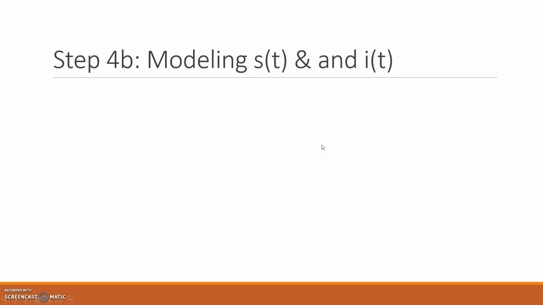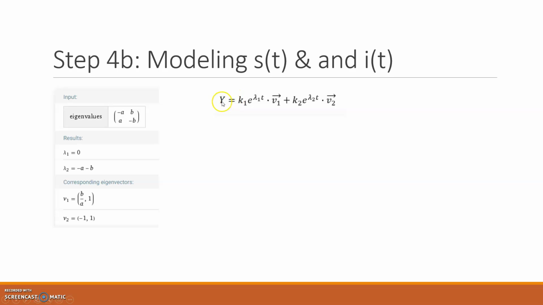So step 4b was modeling S of t and I of t. So again, here's the values we got from before. And this is kind of like the main equation that we'll plug all these values into to get the respective equations. So if we do that, we'll have y equals k1 times e to delta 1. Delta 1 is 0. And then you'll multiply that by vector 1, which is b over a and 1, plus k2 times e to delta 2, which is negative a minus b, and then negative 1 and 1. And I should have a t there.